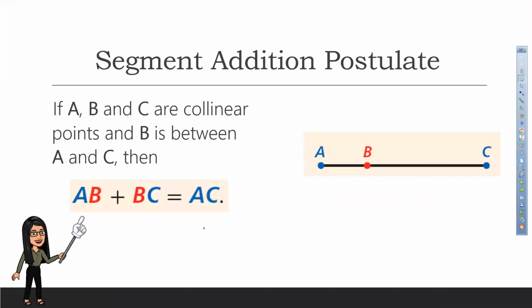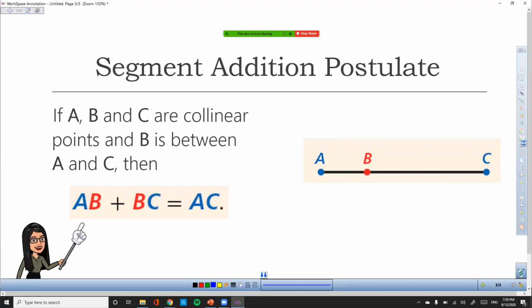Now here is the most important part of what we're going to be looking at today. Here we're going to cover the segment addition postulate. Now what is the segment addition postulate? It says that if points A, B, and C are collinear, remember the word collinear means they're points on the same line.